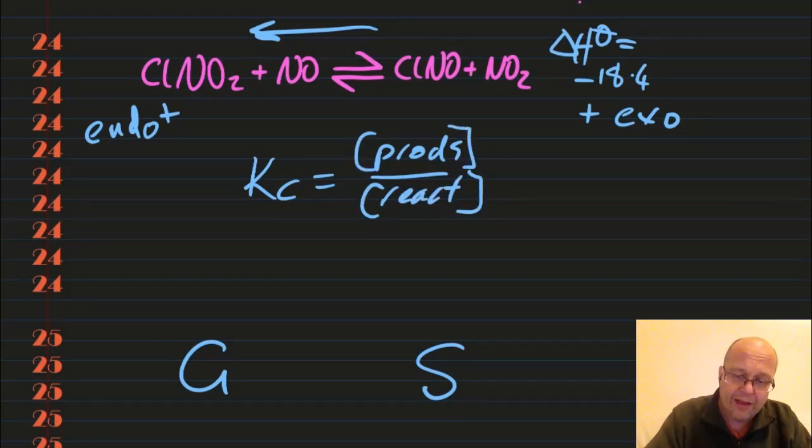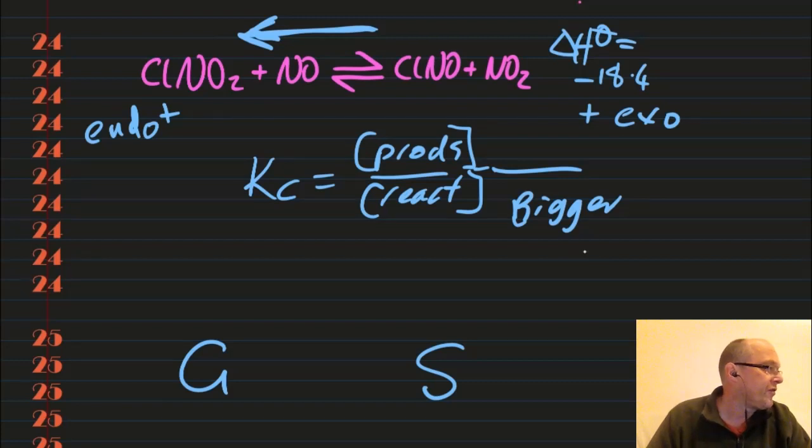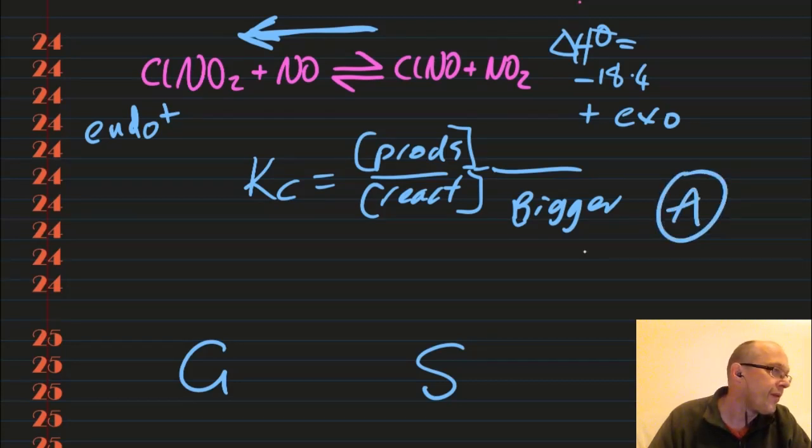If it's shifting to the left, that's going to give me more reactants, so it's going to make this number bigger, which means Kc is going to get smaller. So Kc is going to go down. So the position of the equilibrium moves to the left, and Kc decreases. That's A. 24A. Yeah. Which is correct for an isolated system at equilibrium.